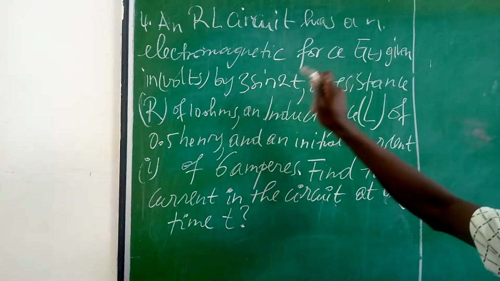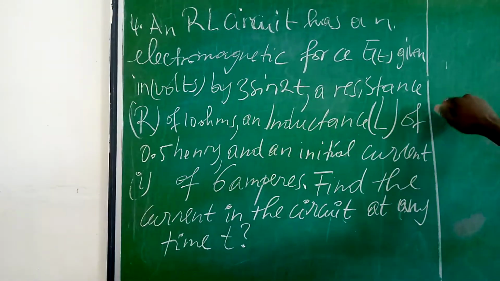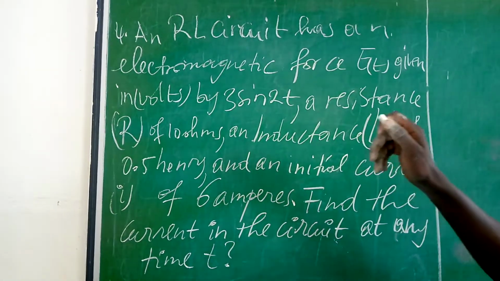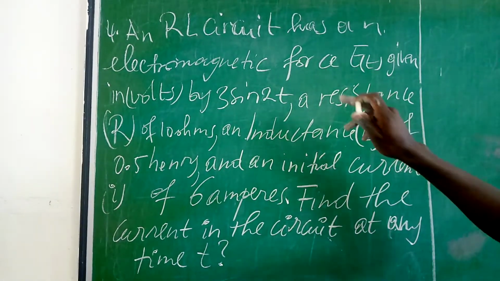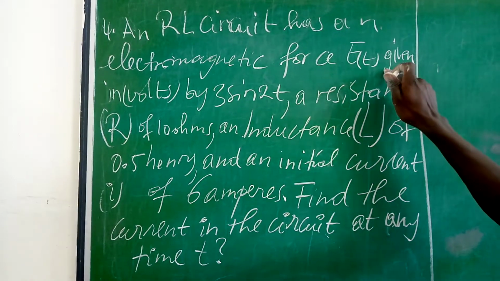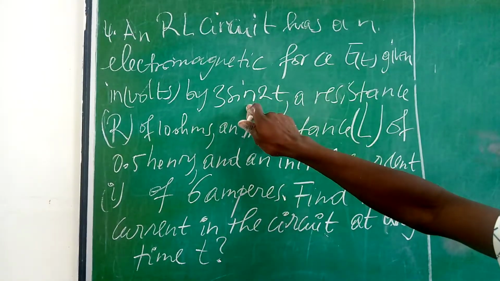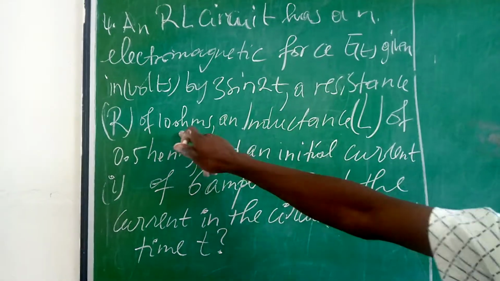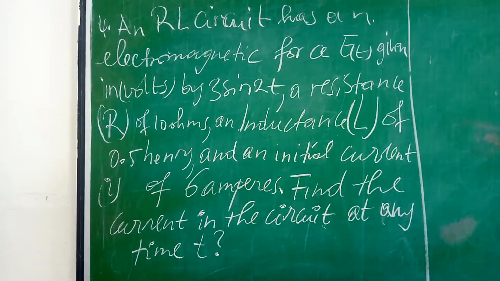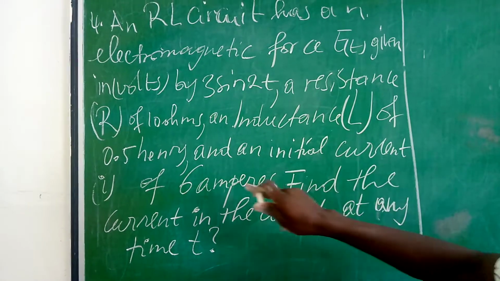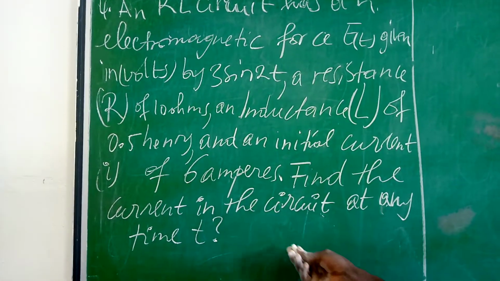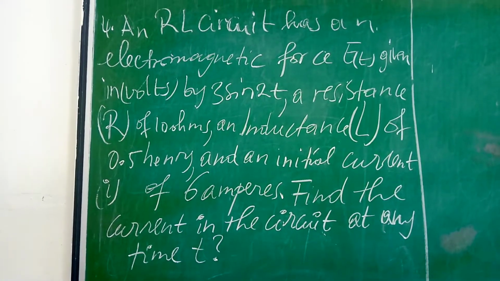Here we have the question like this. We have an L circuit, and we are given the electromotive force, a resistance R, an inductance, and an initial current, as we see here. So we are going to find the current at any time.